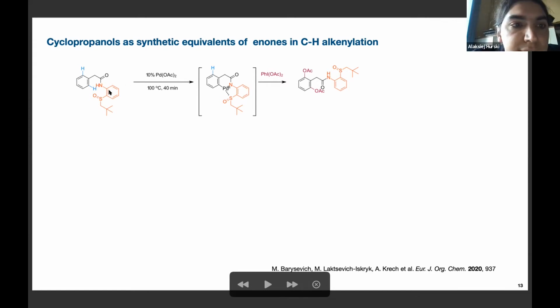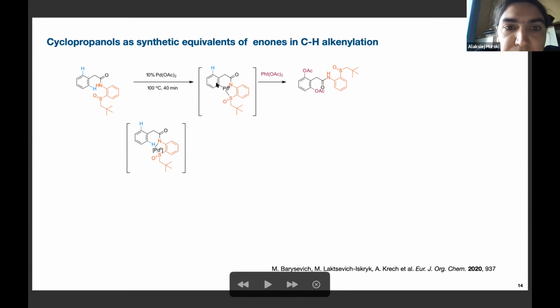You can see that this molecule can be transformed very fast, within 40 minutes, to this diacetate. How does it work? At the beginning, this directing group coordinates palladium. Now it is closer to the CH bond. And when it is positioned next to the CH bond, the reaction occurs that leads to this cycle.